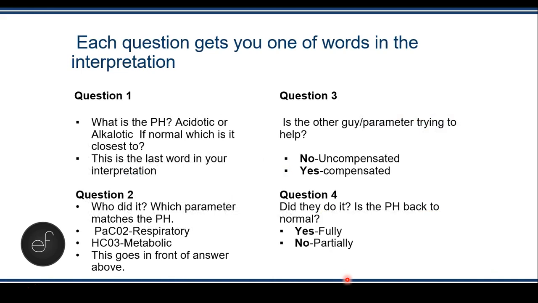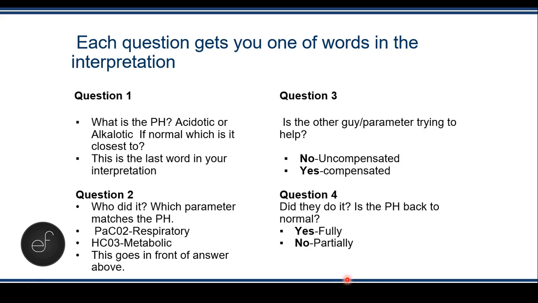All right, let's go over how this works one more time. So question 1, what is the pH? Acidotic or alkalotic? If it's normal, which side did it come from? The only time you're going to have a normal gas is if everything's normal, your CO2 and your bicarb. So most of the time when you're interpreting ABGs, it's going to be acidotic or alkalotic. This is the last word of your interpretation. You answer question 1, you write that down on the far right side of your page because it's going to be the last word.